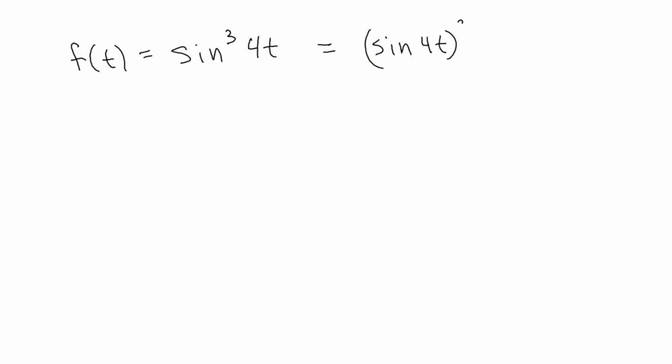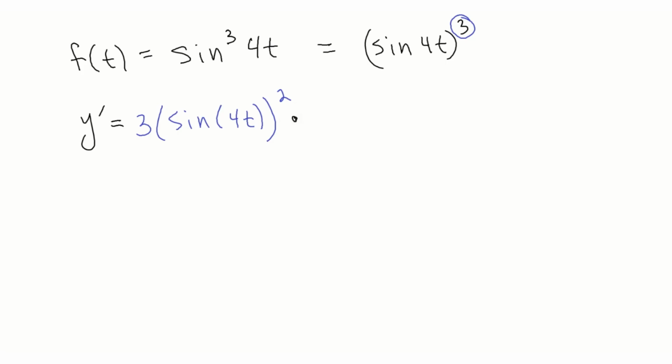Finally, let's try a problem where you have to apply the chain rule multiple times. Here we have f of t equals sine cubed of 4t. Let's rewrite this using parentheses. Now it's easier to see the 3 layers we need to differentiate. This exponent applies to the entire sine function. So let's start there with the power rule. Bring the 3 down, leave the inside alone, and reduce the exponent by 1.